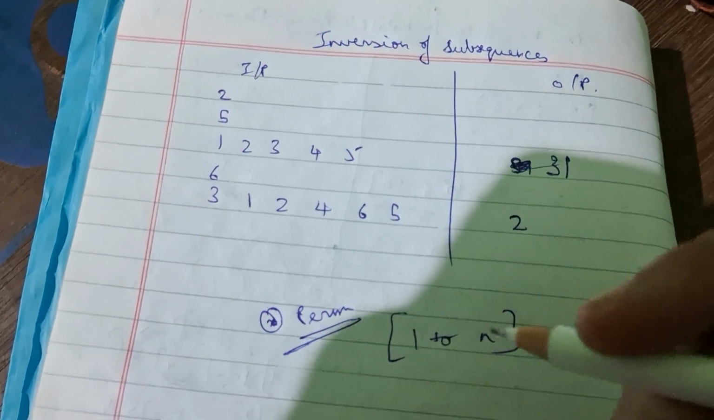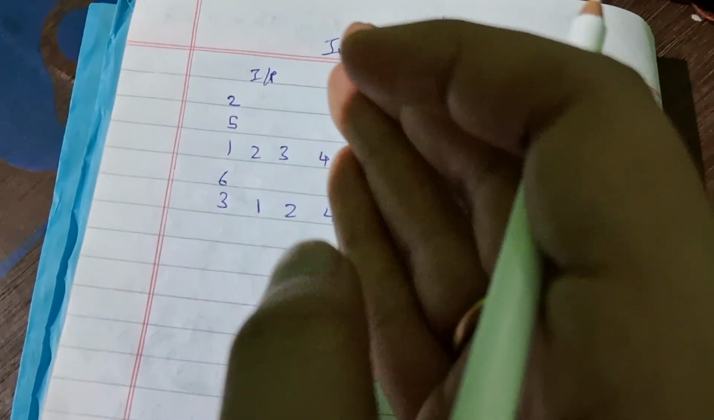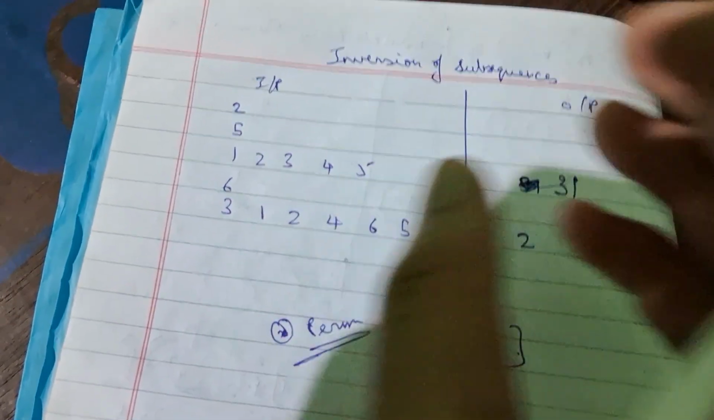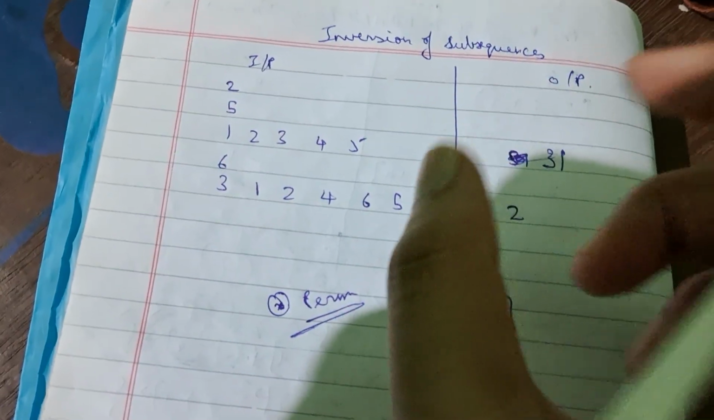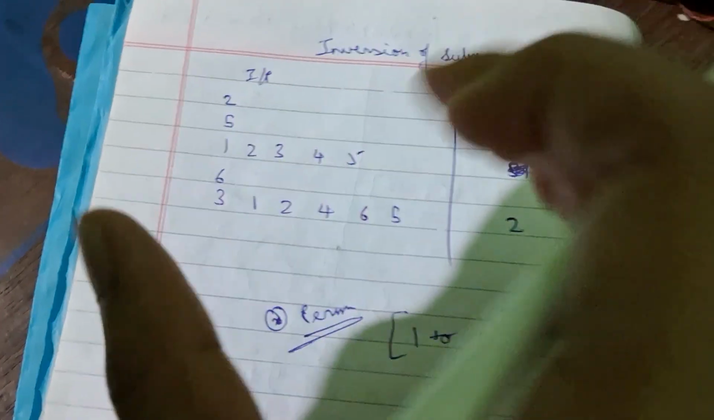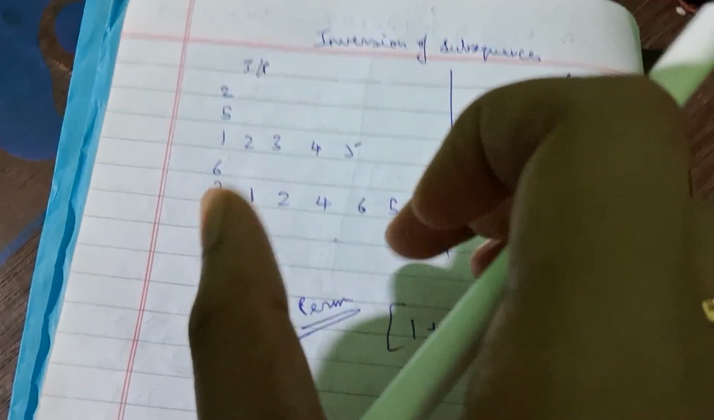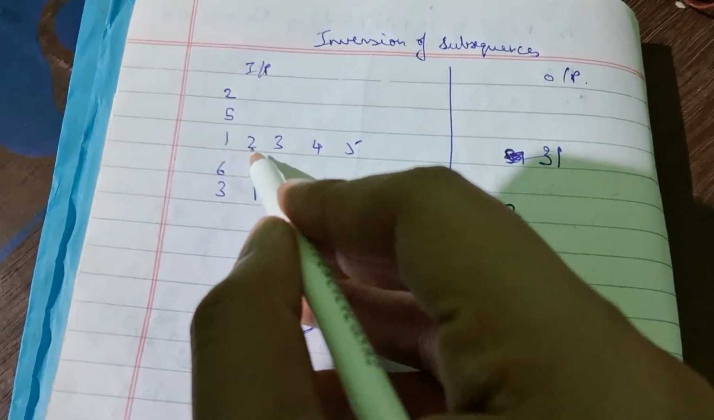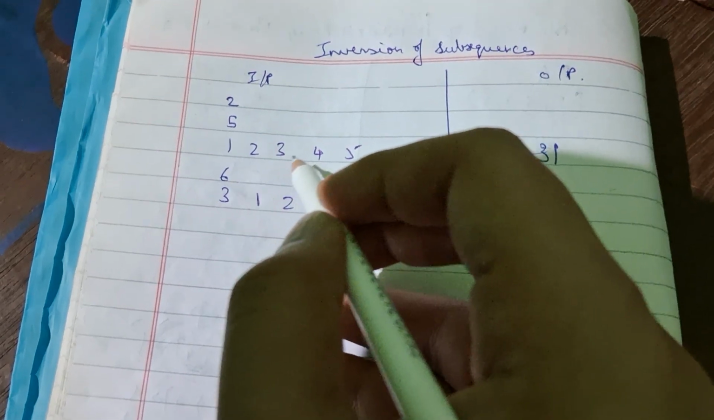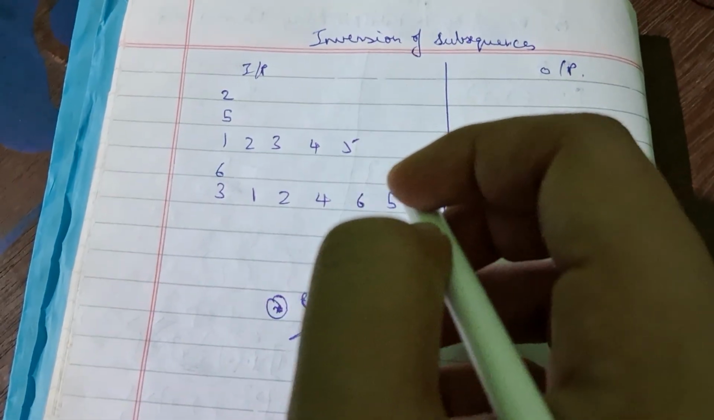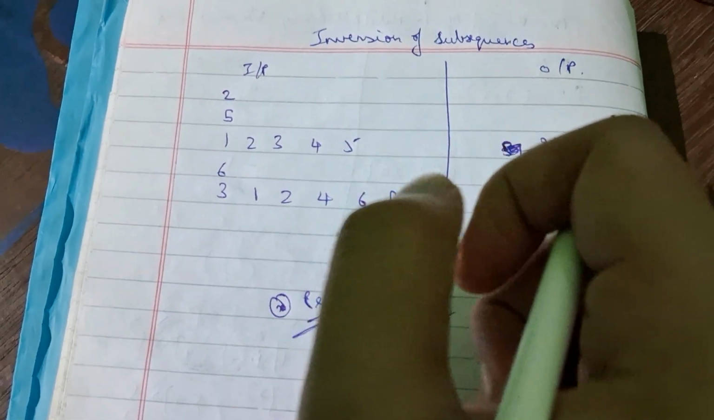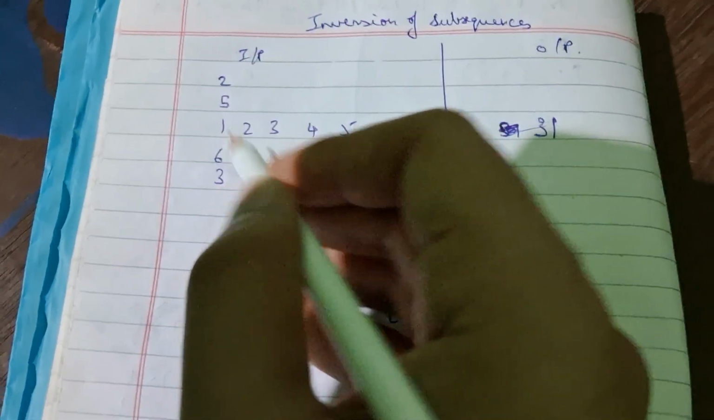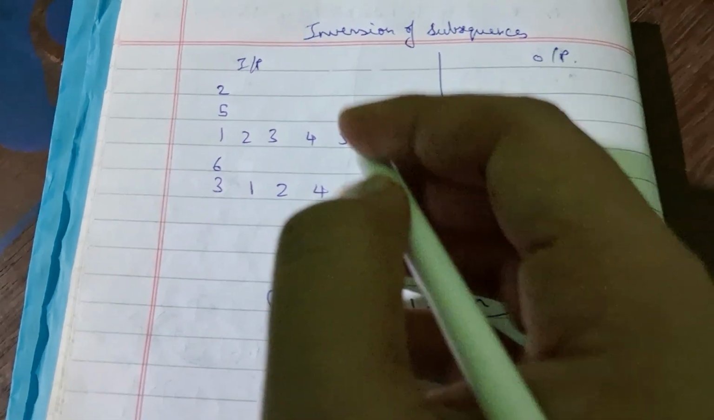So what you have to do is check the number of subsequences which have the same number of inversions as the original permutation. Like for this, there are no inversions, right? So you have to check how many subsequences are there which can have no inversions. So you take out any subsequence from this array, it will work.